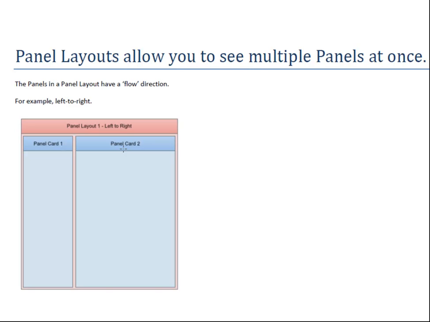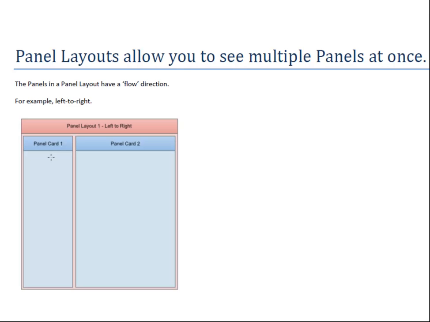So when you define a panel layout, you specify the flow of the panels that are contained within it. So in this case here we have a panel layout that contains two panel cards, and the flow has been set to left to right. Therefore panel card 2 is shown to the right of panel card 1.